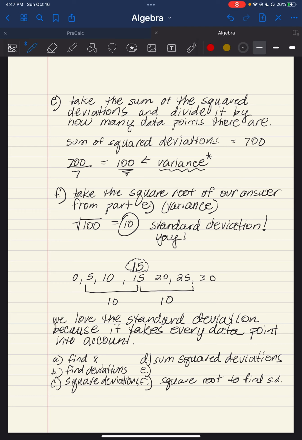Find x bar, find the deviations, square the deviations, sum the squared deviations, and then find the variance, which is kind of like the average of the squares. Find x bar, find the deviations, square the deviations, sum the squared deviations, find the variance, and then take the square root of the variance to find your standard deviation. Feels like a lot of steps, but like I said, when you go through it little by little, it's not hard math, it's just a lot of tiny computations. So now you understand, hopefully, what a standard deviation is doing.